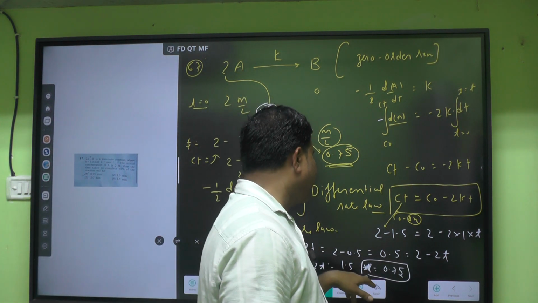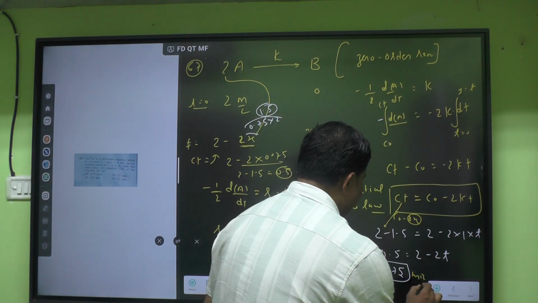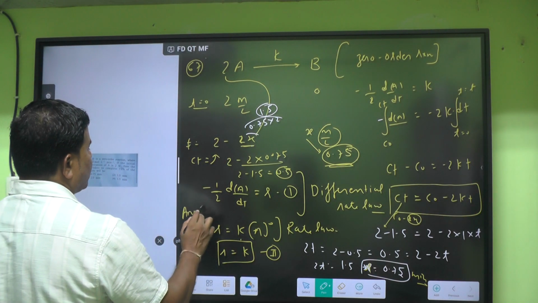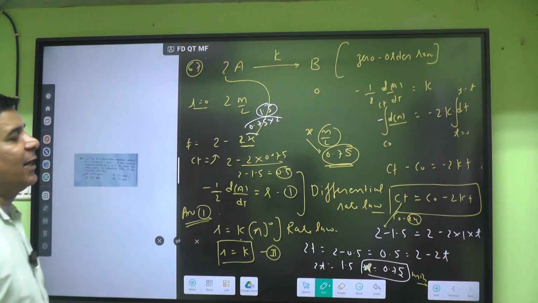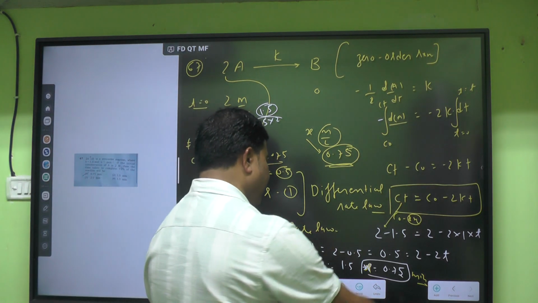After solving, we get the time t as 0.75 minutes. The answer is the first option. Option first is correct here. Very simple question, not a difficult question.